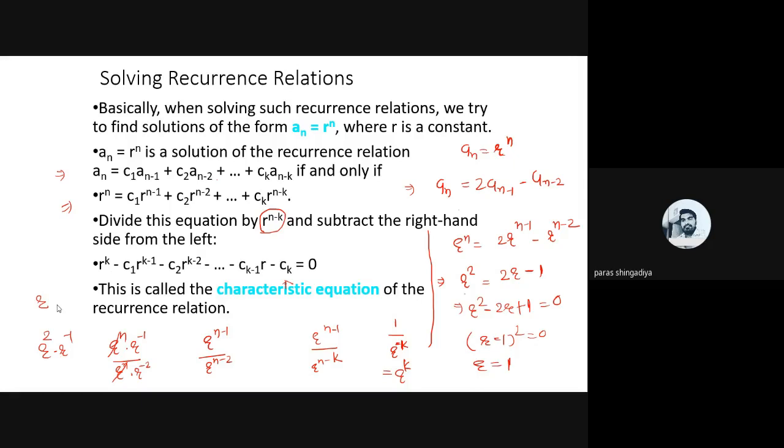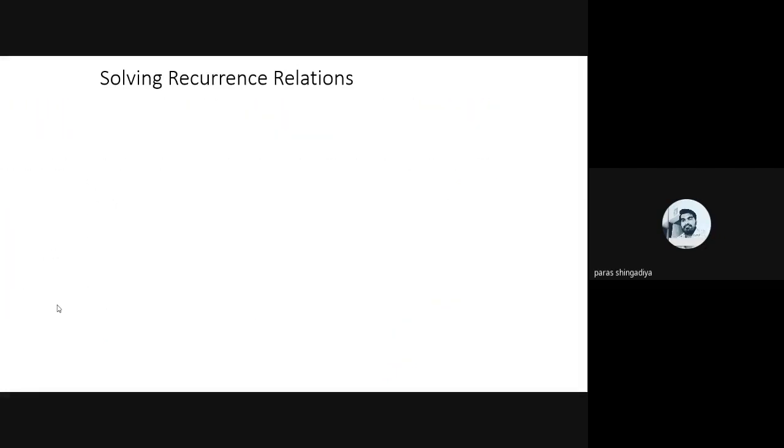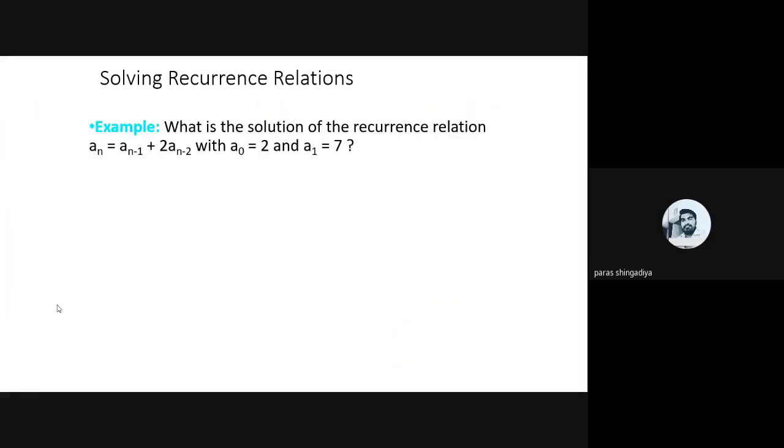Is it okay? Is there any confusion? Okay, good. So let us implement this concept to one example. Find the solution of the recurrence relation an is equal to an minus 1 plus 2an minus 2, with a0 equal to 2 and a1 equal to 7. Okay, so what is our first step?